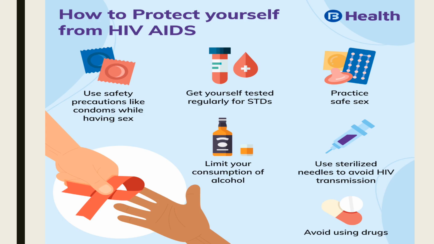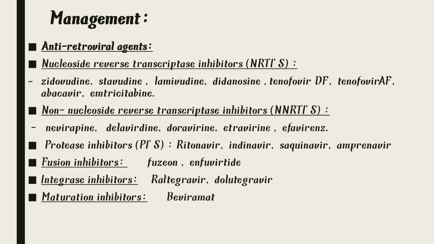How to protect yourself from HIV or AIDS? Use safety precautions like condoms while having sex. Get yourself tested regularly for sexually transmitted diseases. Practice safe sex. Limit alcohol consumption. Use sterilized needles to avoid HIV transmission. Avoid using drugs. Coming to the management of HIV, antiretroviral agents are used.